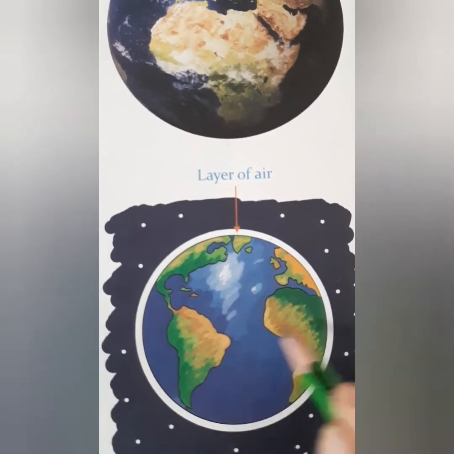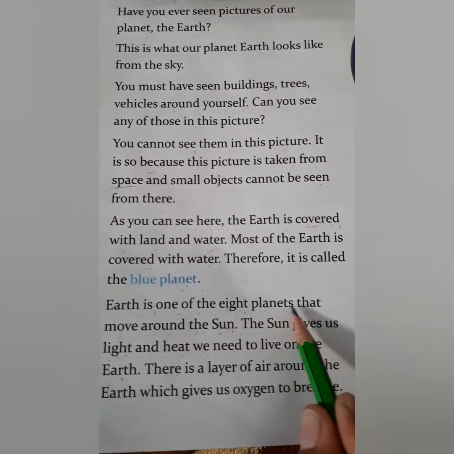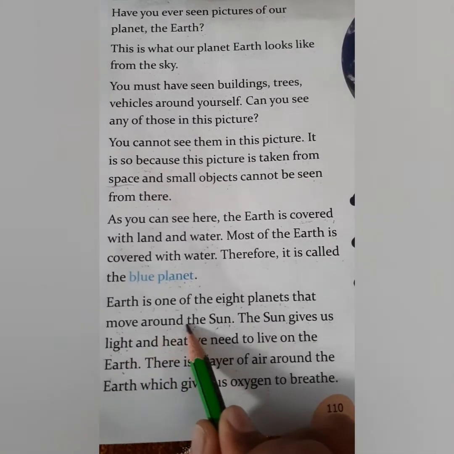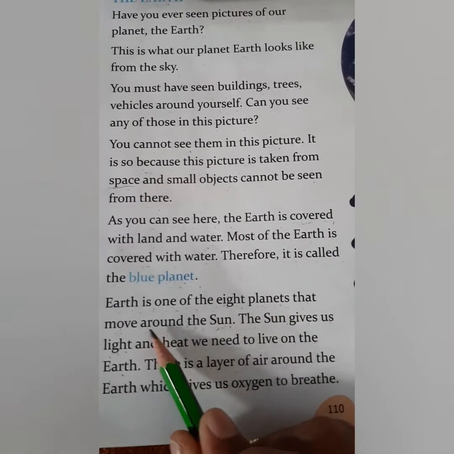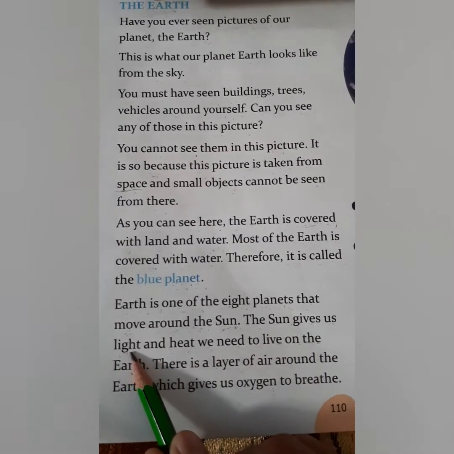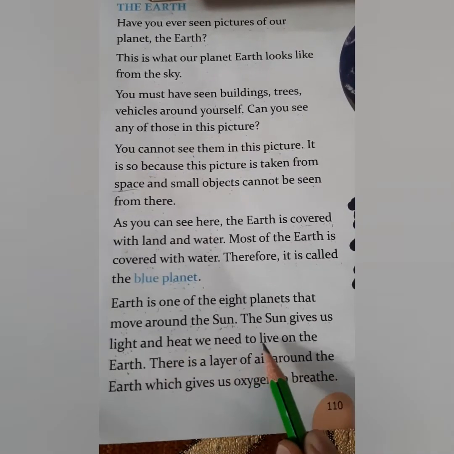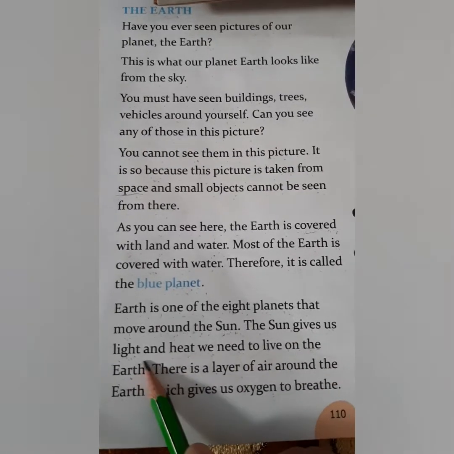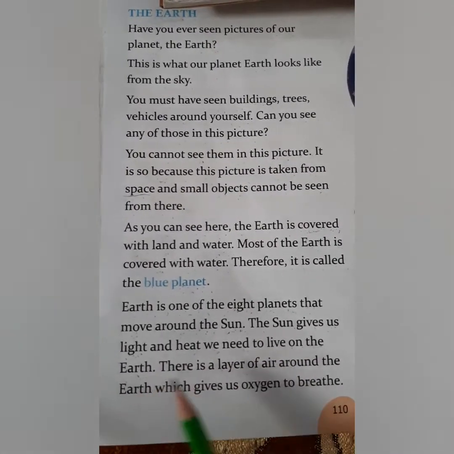This is land. Earth is one of the 8 planets that move around the sun. The sun gives us light and heat. We need them to live on the earth. The sun gives us light and heat. We need them to live on the earth.